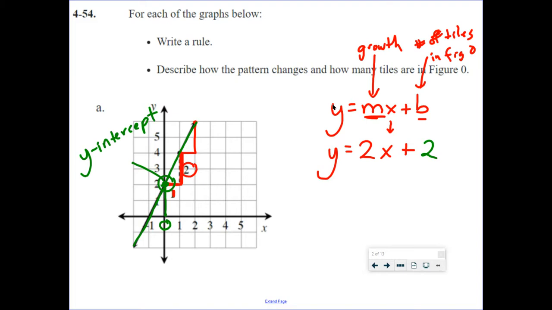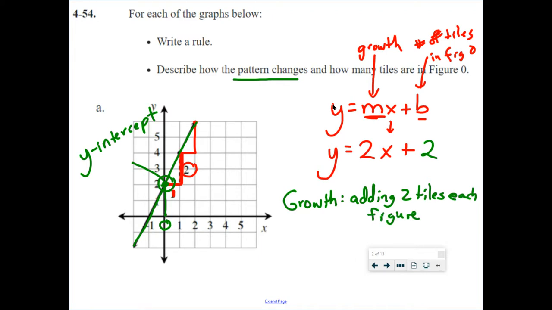That's the first part. Now I've got to describe how the pattern changes. So that's kind of my growth. So my growth, what's happening here? I am adding 2 tiles each figure.